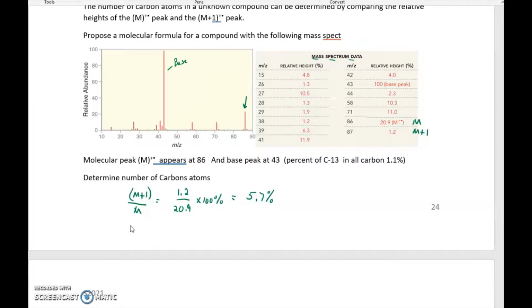Now we know that carbon-13 is 1.1% of all carbon. So if we take these percentages and divide them, we'll get 5.2. We're going to round that to 5. So we have 5 carbons.